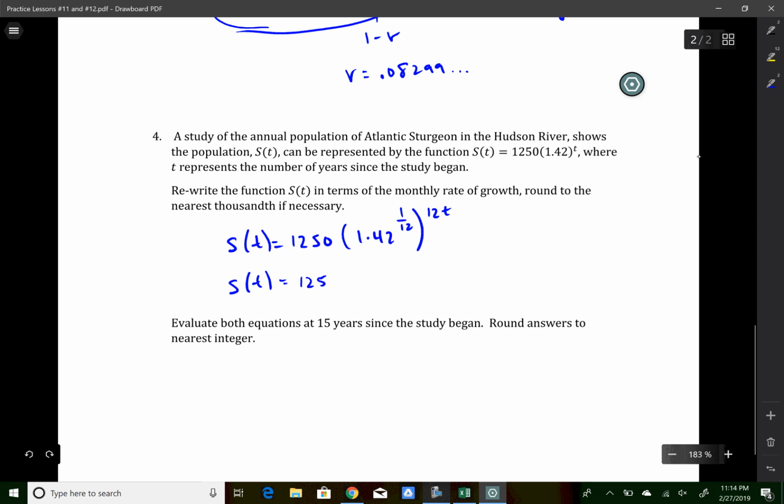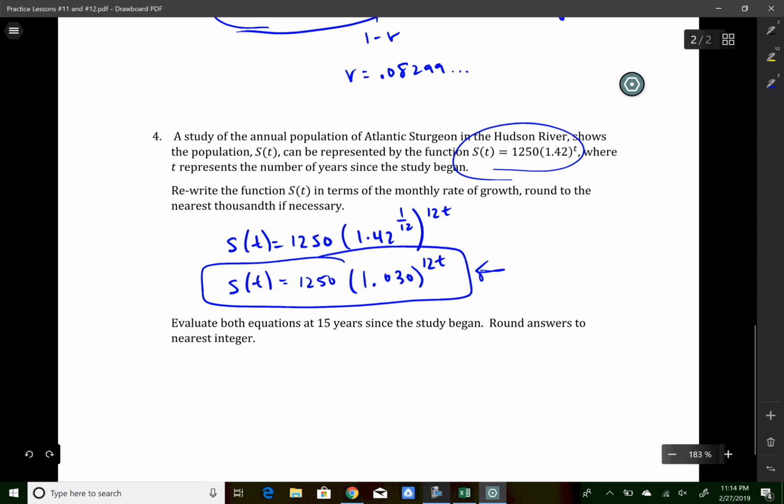I could clean this up a little bit. 1.42 to the 1/12th power is some crazy decimal, I'm sure. 1.029, round to nearest thousandth if that's necessary. So if I do that, I actually get 1.030 to the 12t. Now, essentially, since I rounded, I shouldn't get the exact same answer if I plug in the same value for t here and here, but I might get an answer that's really, really close.